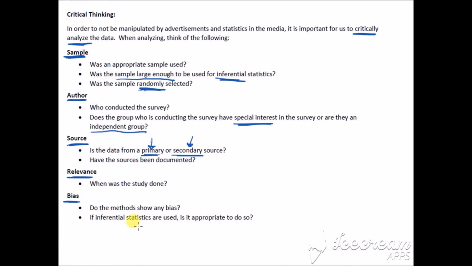Okay, and bias. Do the methods show any bias? If inferential statistics are used, is it appropriate to do so? Okay, so if you're taking guesses, this umbrella, this blanket statement that they make for everybody, say for example, in example one, the college students, is this umbrella appropriate for everyone or is it inappropriate?